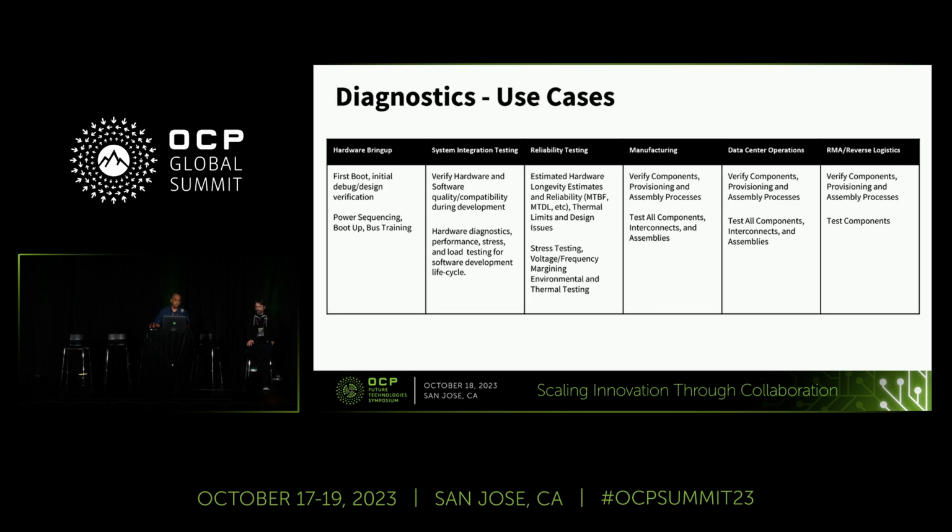And as you can see, you have the use cases within the diagnostics, ranging from hardware bring up to system integration testing to reliability testing, manufacturing, data center operations, and reverse logistics, RMA, et cetera. The vision is that within a couple of months, you'll start to see the test options rising in the CI tool as we start publishing more tests. Of course, this is going to be a collaboration between all of the companies like Meta, Google, Microsoft, HP, and all of that. We're super excited about that. I think this is the right direction.